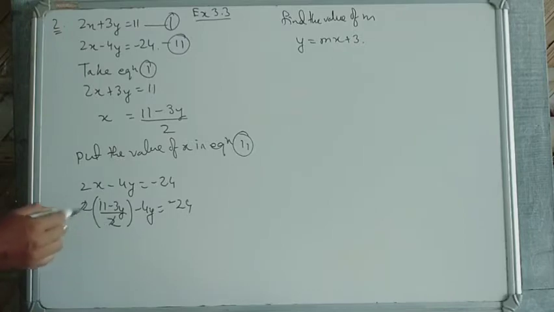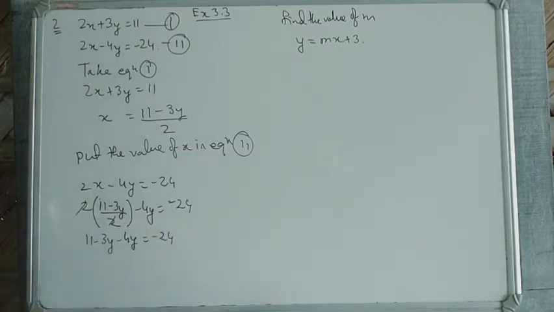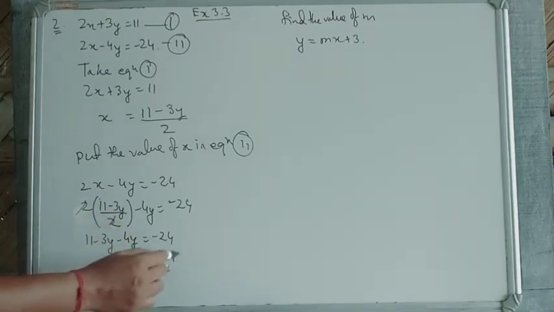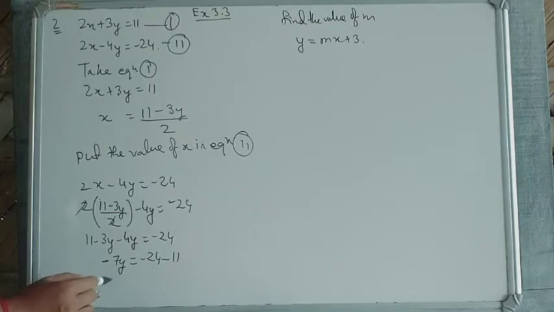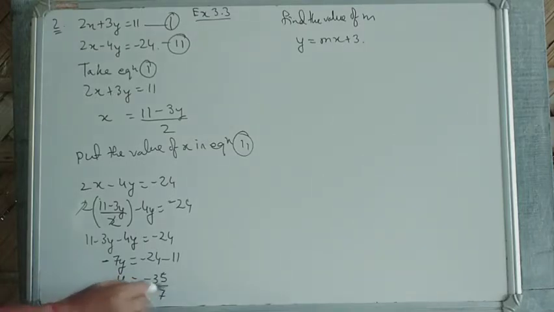Now because 2 will get cut, 11 minus 3y minus 4y is equal to minus 24. Then 3y and 4y, minus plus, so this will give me minus 7y is equal to minus 24, and then this 11 also will go that side, minus 11. So minus 7 will go down. So what will remain here? Y. So 7 will go down and there will become minus 35 by minus 7.